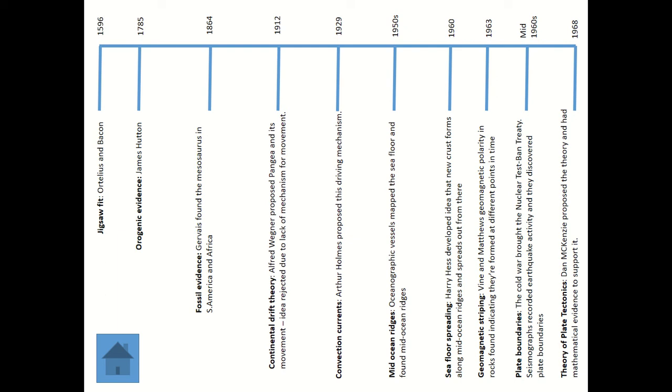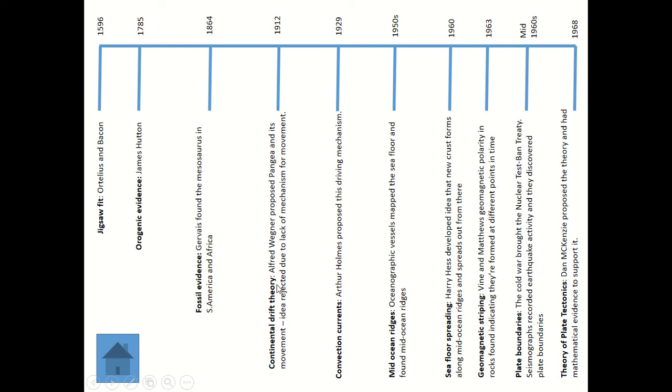And then 1864, okay, someone called Gervais found the Mesosaurus, the fossil, in South America and in Africa, and we began to piece together the fact that perhaps dinosaurs had been able to walk between places, perhaps they hadn't been far apart, so that was the first fossil evidence. There was also plant fossil evidence as well, but that was the first key date, 1864, for that. And this led to Wegener, Alfred Wegener, in 1912, proposing continental drift theory.